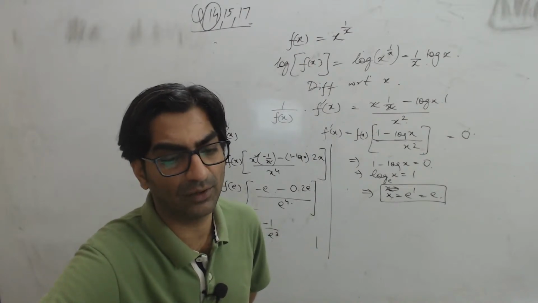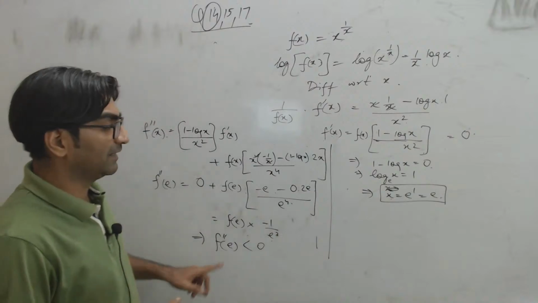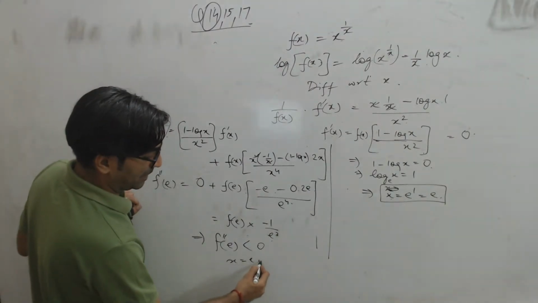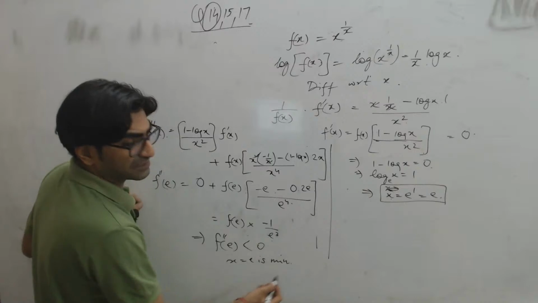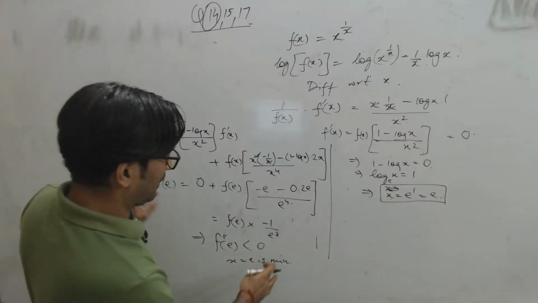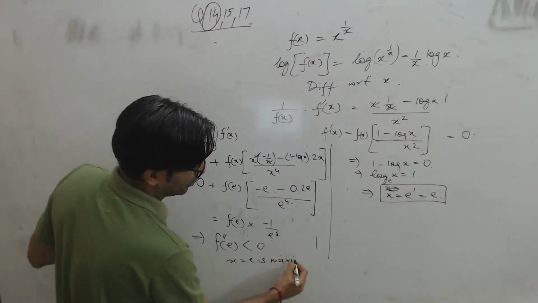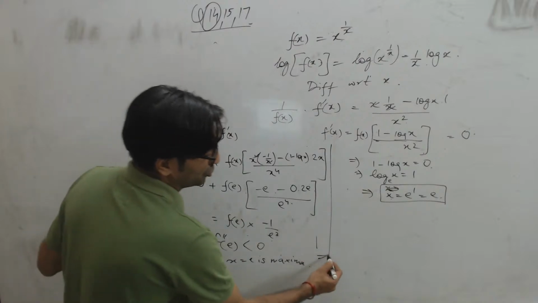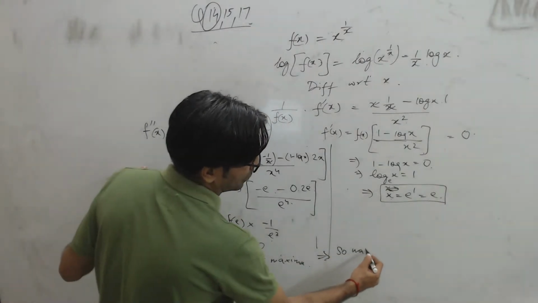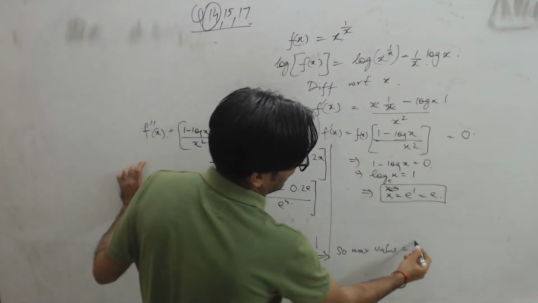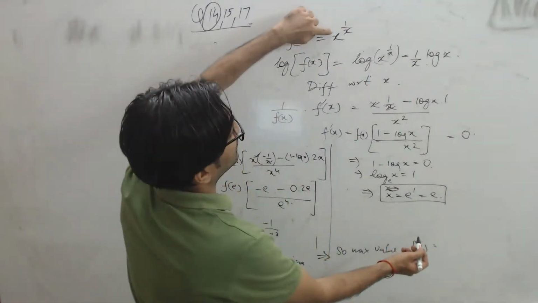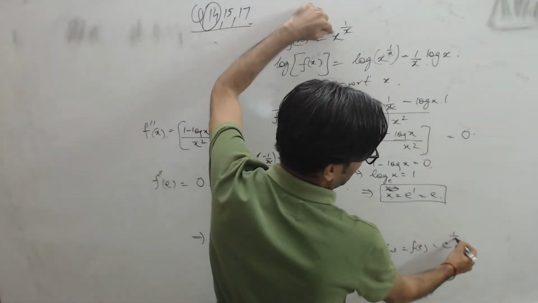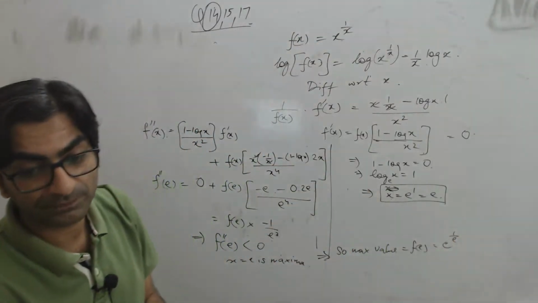Correct answer is indeed option B, right? X equal to e is the maxima. The question asks you to find the maximum value. So max value will be f of e. So substitute x equal to e here. This becomes e to the power 1 by e. So answer is option B.